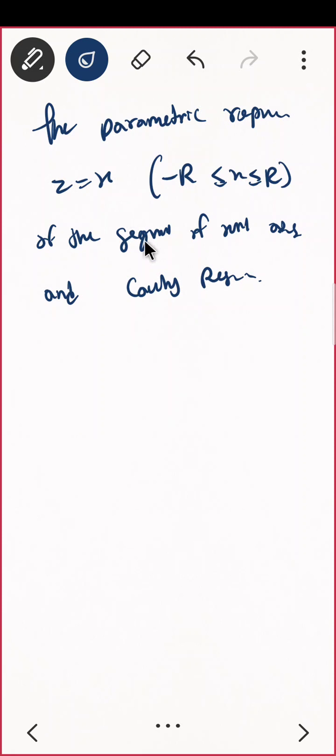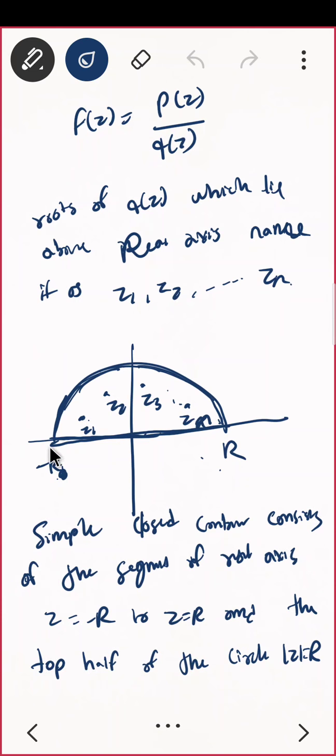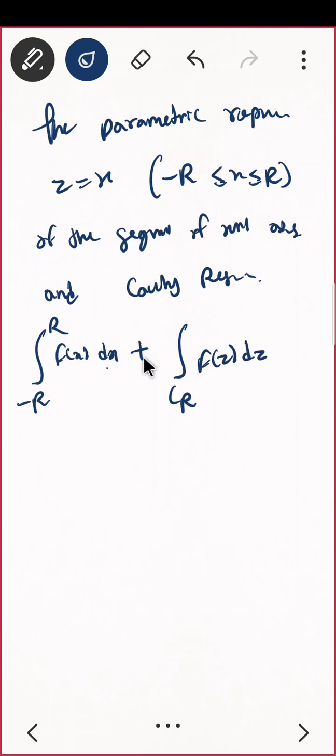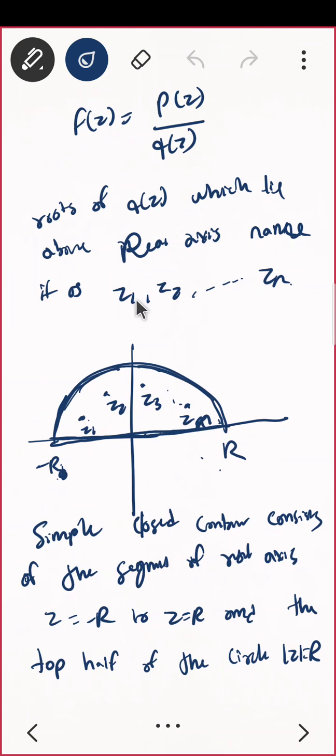I am breaking this contour into two parts. One is this real part and one is this part. So you can see it like this: integral from minus r to r of f of x dx, which depends only on dx, and the next part is the contour integral over Cr of f of z dz. Do you see why I am doing this? Because from the start I have chosen all the poles, all the singularities which are above the real axis. There is nobody on the real axis, correct?